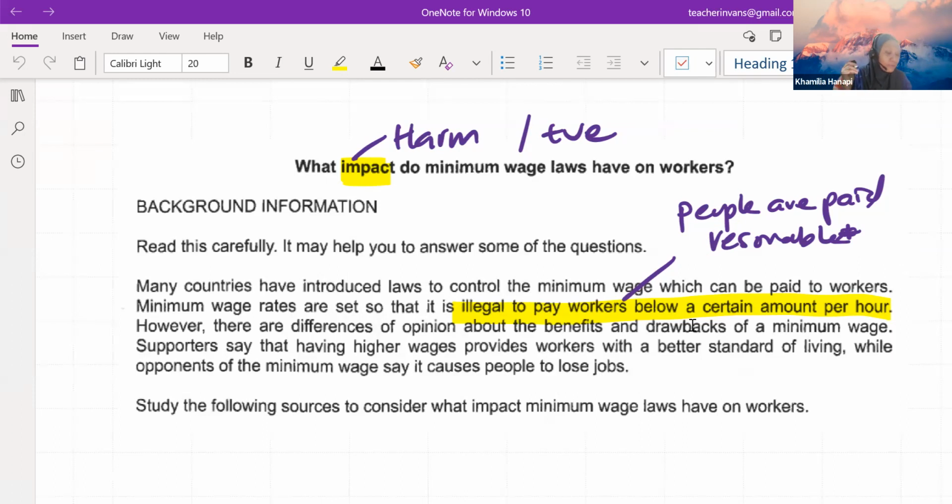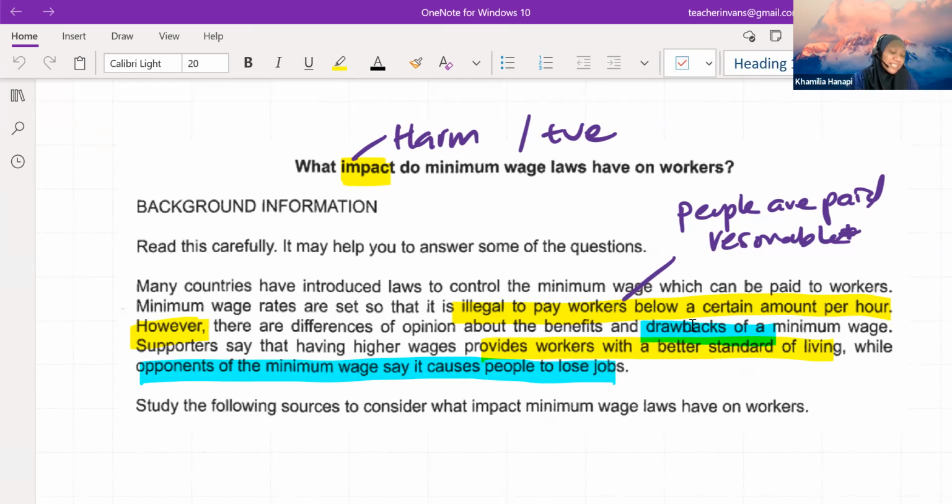All right. But remember when I tell you that every time you have to look at the word however, okay, so the however always changes the narrative of the background information. However, there are differences of opinion about the benefits and drawbacks. Drawbacks are the negative aspects, okay? Supporters of this law say that it provides workers with a better standard of living, while opponents say that it will cause people to lose jobs. Then the question is, isn't it good to actually have a basic salary, right? Everyone has a basic salary. Why is it so bad?